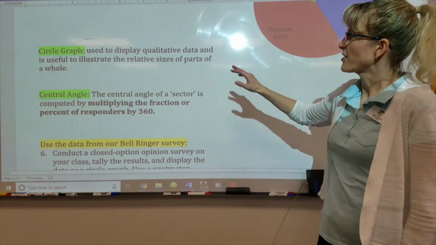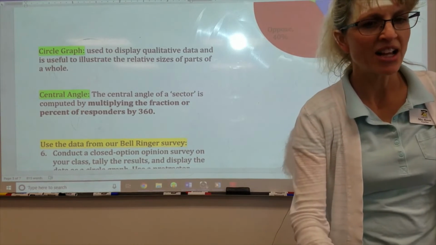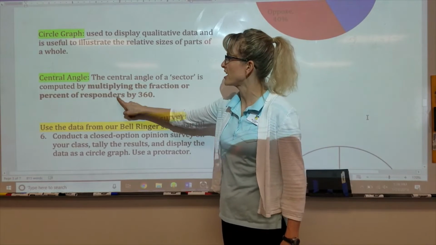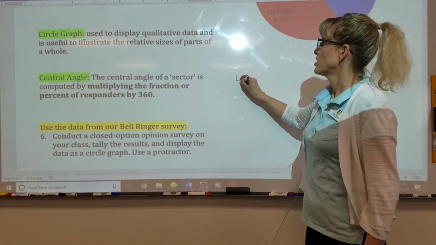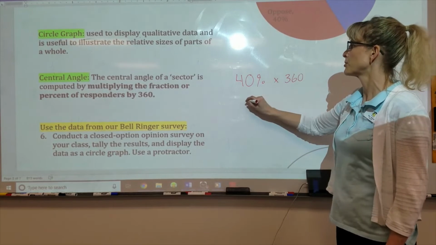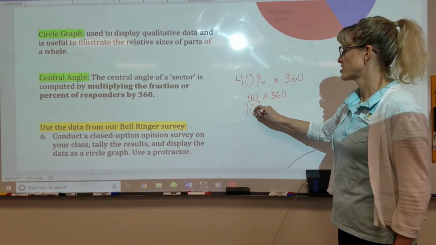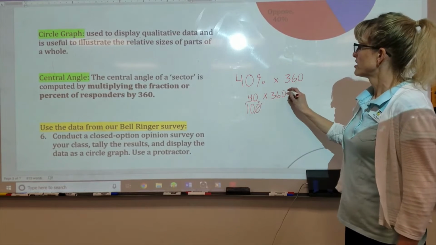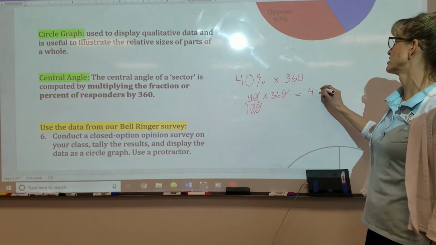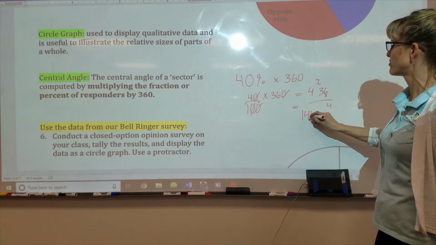And again, circle graphs are appropriate for showing parts of a whole, relative sizes and parts of a whole. So how do we find that angle? You take the fraction or percent and multiply it by 360. So say you want to represent 40% on a circle graph, you're going to times it by 360. So really that is 0.4 times 360. Even better, if we went 40 per 100, we could calculate that out. Let's get rid of those zeros. So we really have 4 times 36, and that is 24, 12, 144 degrees.